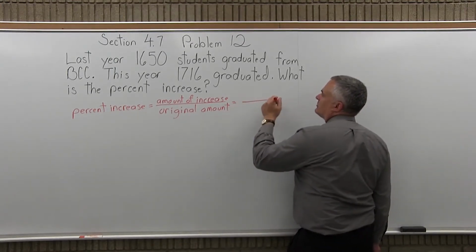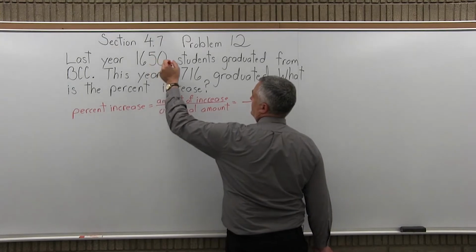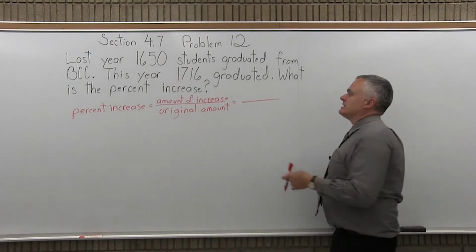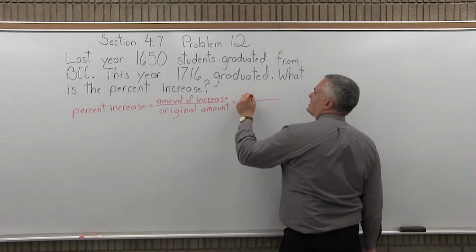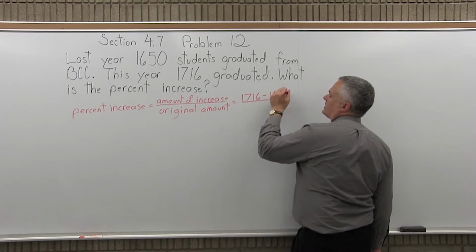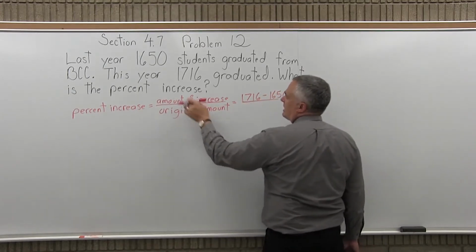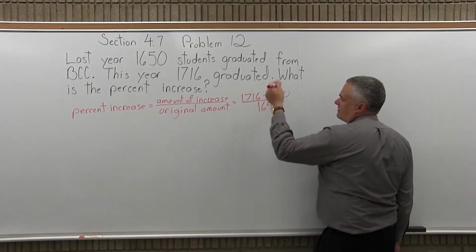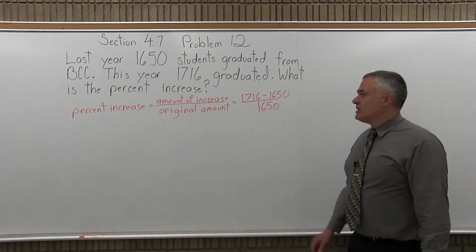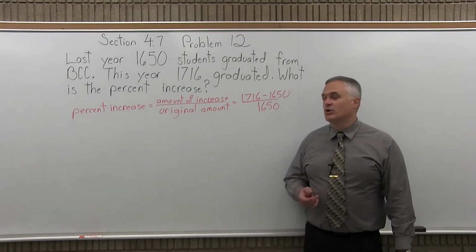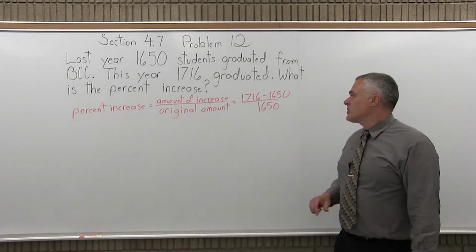So the amount of the increase, it went from 1650 up to 1716. So that's not a subtraction I can do easily in my head. So basically how much it increased, I'll just do the larger value minus the smaller value, and that'll tell me how much it went up. Over the original amount was the 1650. It started there and then it went up, it got bigger. So that's the math we have to do. The answer we're going to get is going to come out as a fraction or a decimal. Then we have to convert it to a percent.